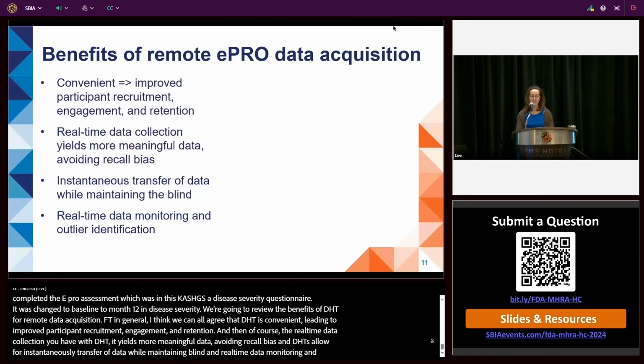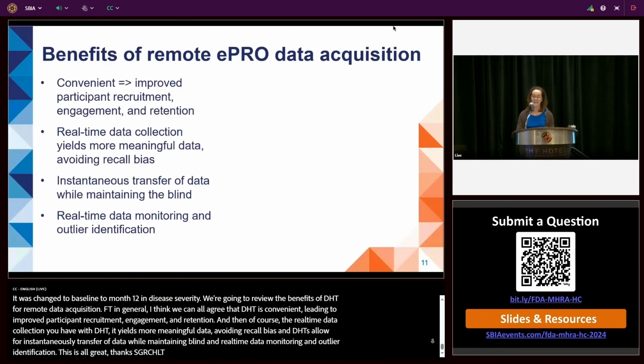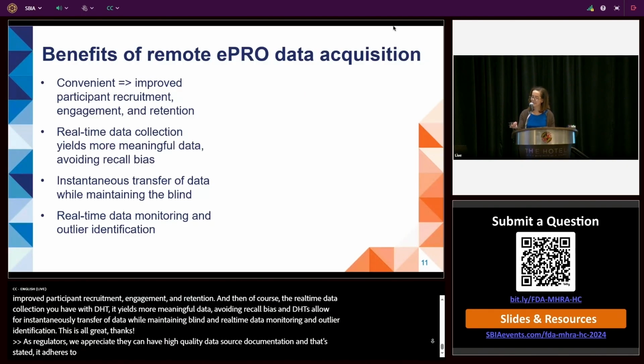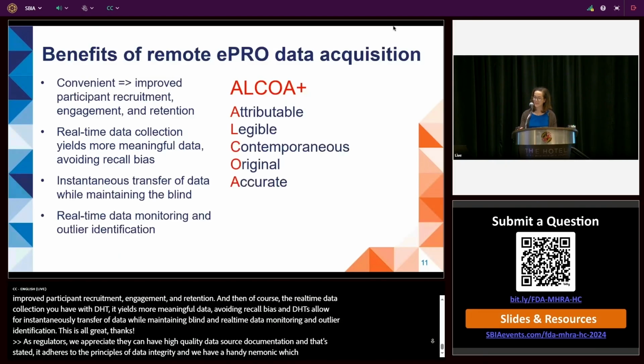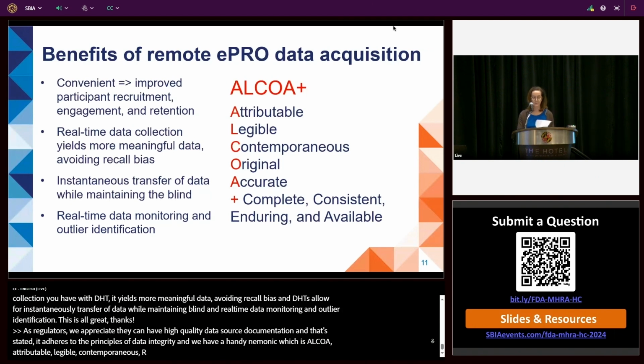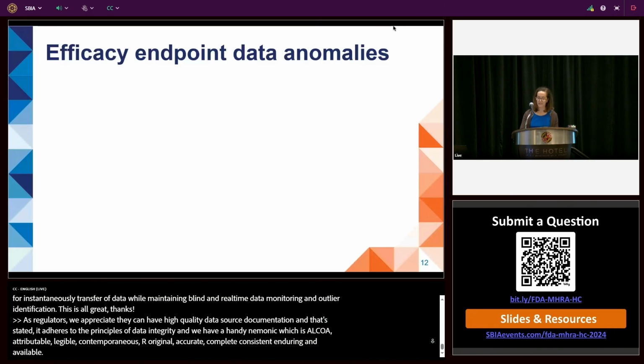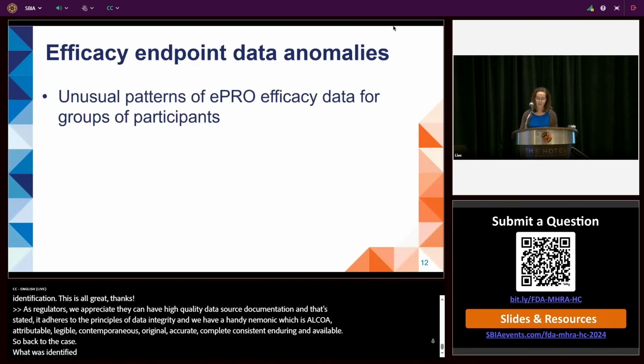As regulators, we appreciate that DHT can facilitate high-quality source data documentation, and that is data that adheres to the principles of data integrity, and we have a handy mnemonic for that, and that is ALCOA+, which means that ideally data should be attributable, legible, contemporaneous, original, accurate, plus complete, consistent, enduring, and available. Okay, so back to our case. What were the efficacy endpoint data anomalies identified by our statisticians? Well, the anomalies were unusual patterns in the ePro efficacy data.